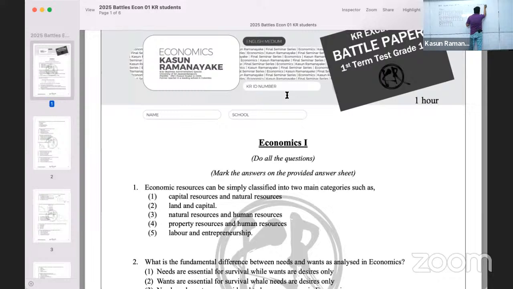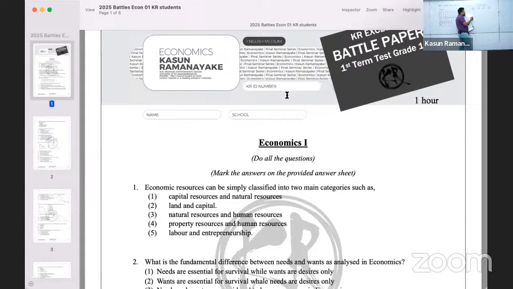Economic resources are divided into two. Mainly we discussed four things: land, labor, capital, and entrepreneurship. Then I told you that if you take the land, it may be a block of land. Sometimes it may be the capital, like machines.